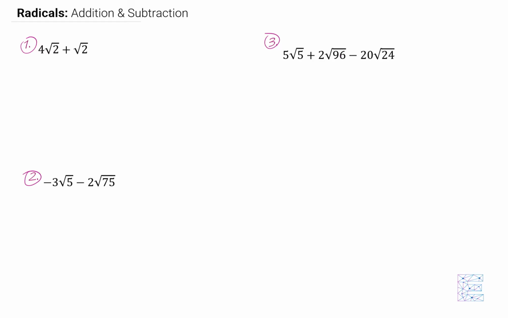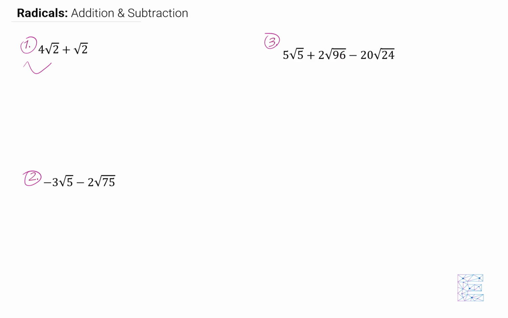Welcome to this lesson on radicals. In this lesson, we'll learn how to add and subtract them. Before we begin, I want to be very upfront and tell you that you can only add and subtract radicals when you have the same radicand.